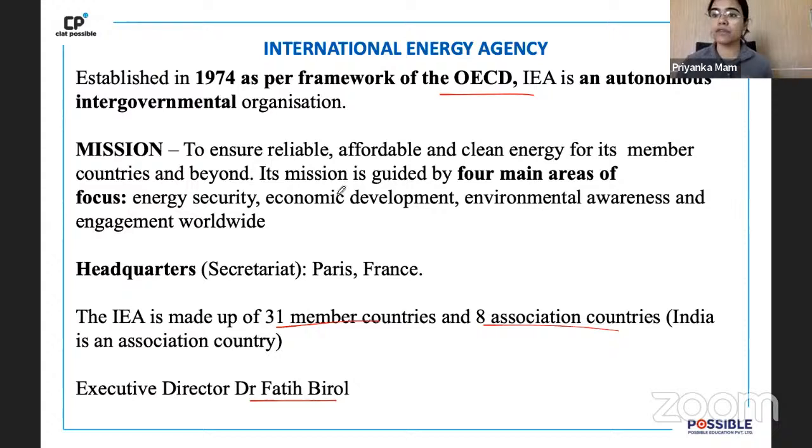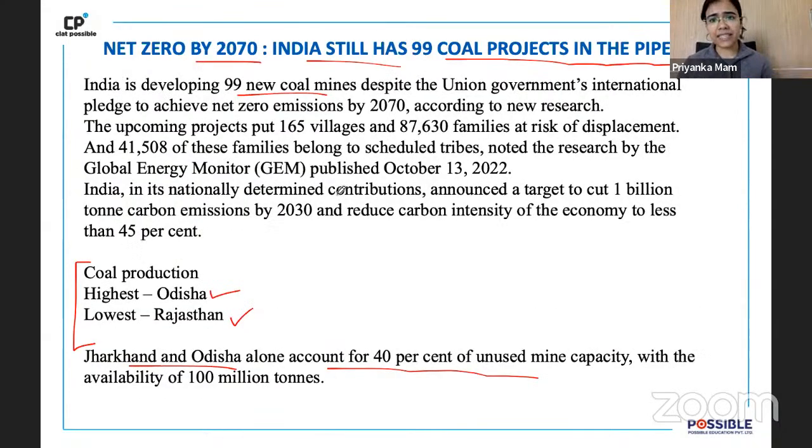Where is it found? It is found in the headquarter of Organization of Economic Cooperation and Development, which is in Paris, France. And what is their job? Their job is just to come out with certain policies with respect to affordable and clean energy. And who is the executive director? This is Dr. Fatih Birol. देन इतने सारे कोल वाले प्रोजेक्ट्स अगर आपके पाइपलाइन में हैं, कितने हैं? 99 है. और फिर तुम बोल रहे हो तुम नेट जीरो कर रहे हो एमिशन.